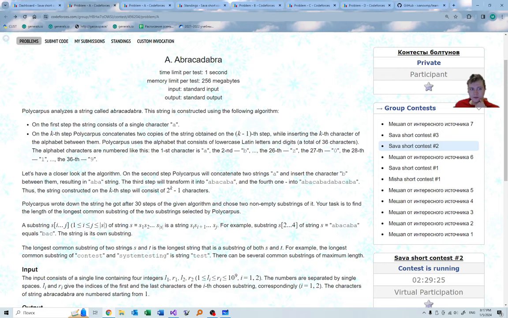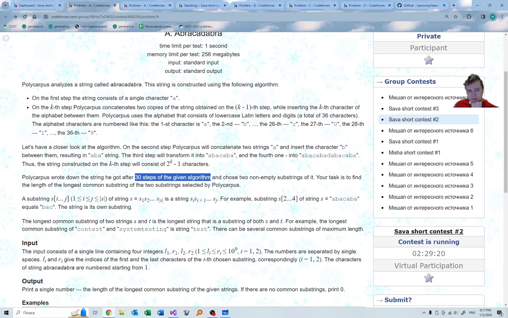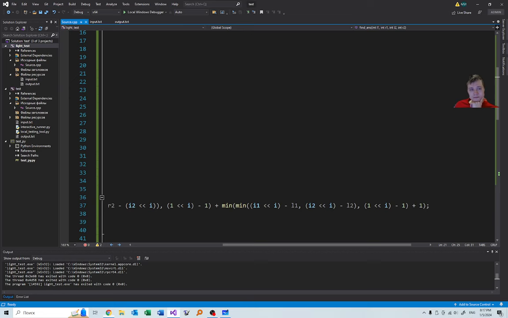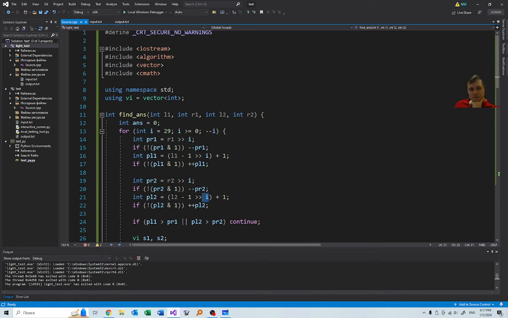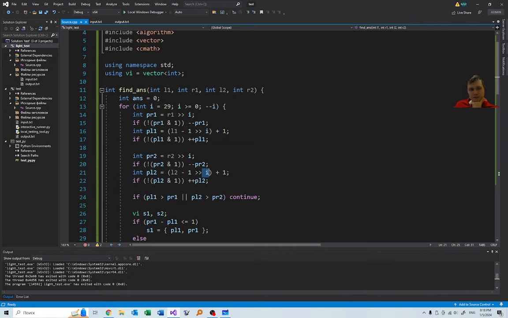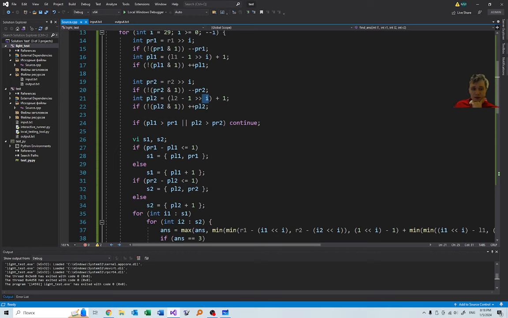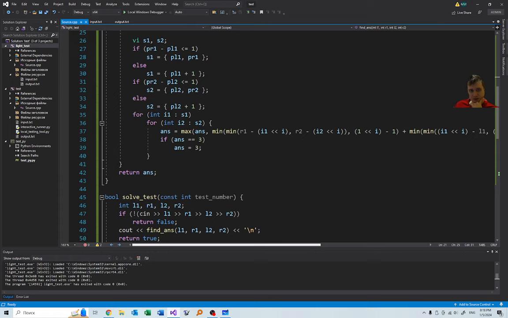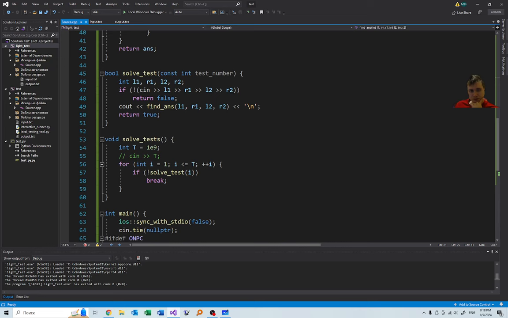So he wrote down the string he got after 30 steps. No way this doesn't work because, for example, the maximum power of 2 below this number is just 2 to the 29th power. I don't understand it because I have a solution and I proved it. I just proved it. Why doesn't it simply work if I proved it?